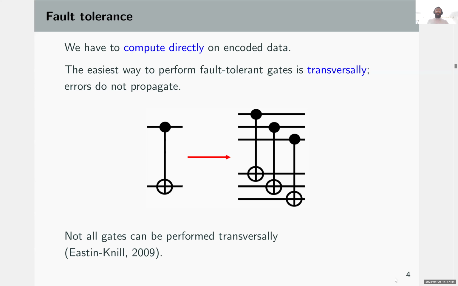However, not all gates can be performed transversely, unfortunately. That's a theorem, the Eastin-Knill theorem. So we can try to maximize the class of gates that we can do transversely, and make the class that we can't do as small as possible. And we also have to figure out some way to do those ones that we can't do transversely.